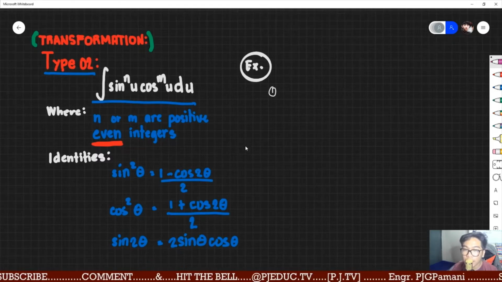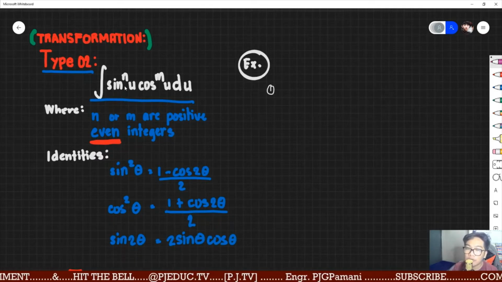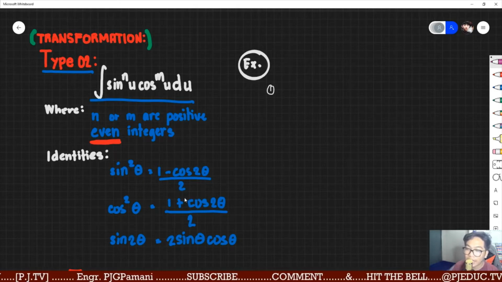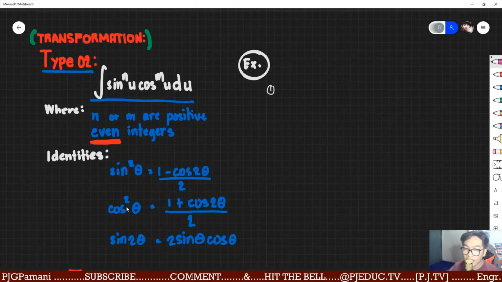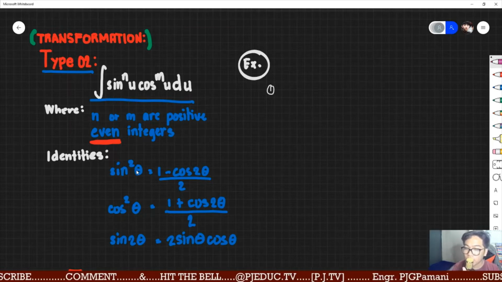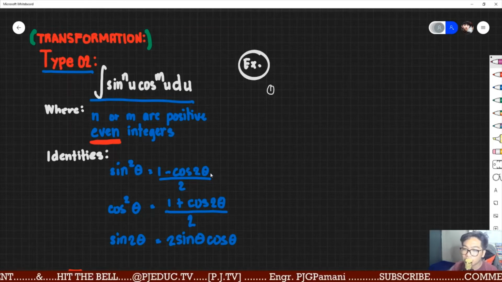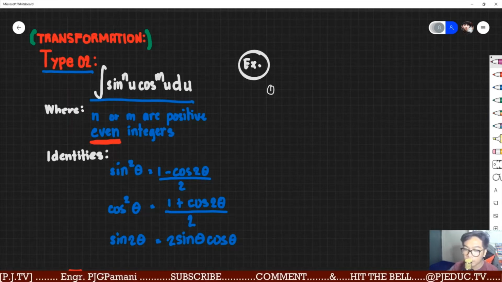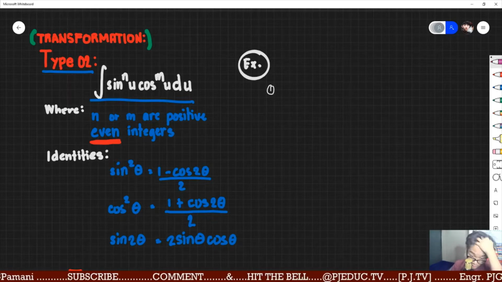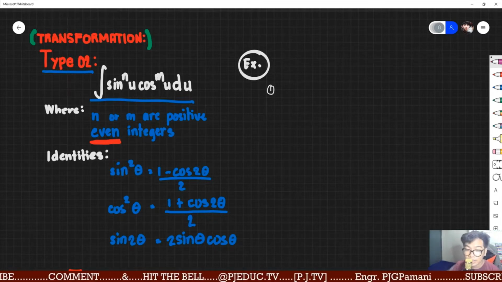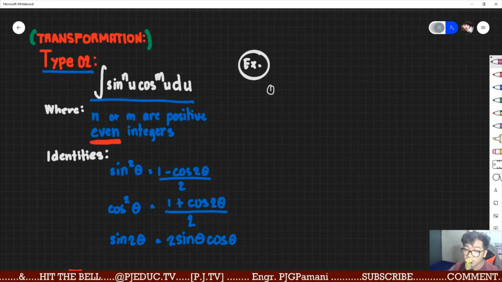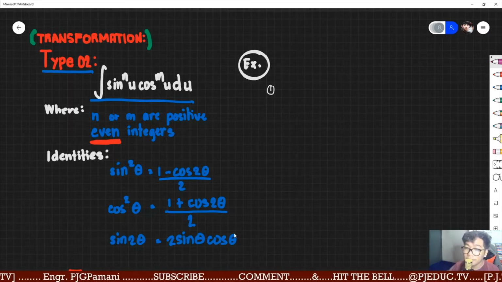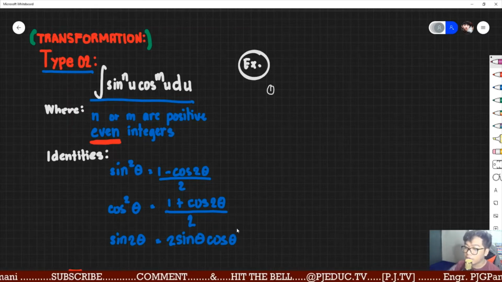This time, if now your integrand has an exponent of even integers, especially sine and cosine, these are now the applicable identities for this type of trigonometric functions. Sine squared theta should now be equal to 1 minus cosine 2 theta all over 2. Cosine squared theta is simply equal to 1 plus cosine 2 theta all over 2. And lastly, sine 2 theta is now 2 sine theta cosine theta. So kung even ang ating integers, ito yung pwede nating gamiting identities to transform our given integrand.